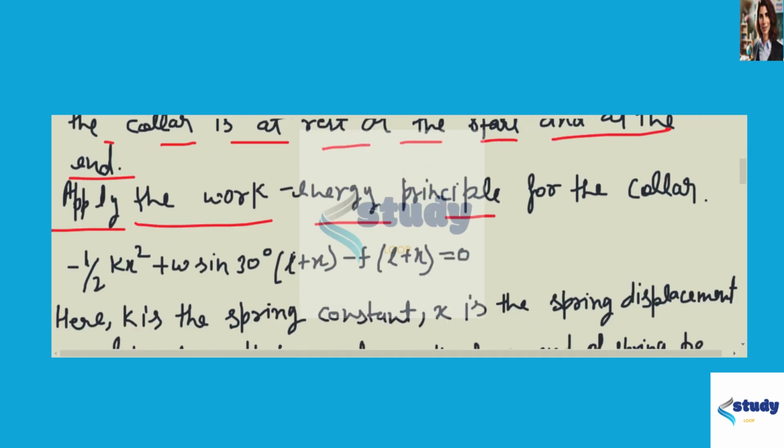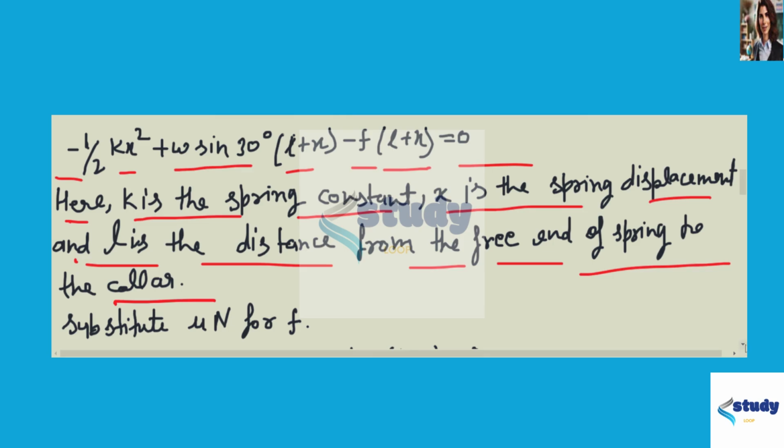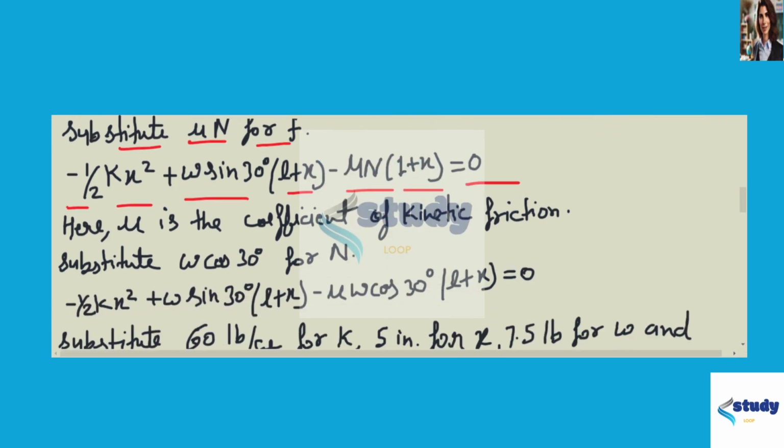Apply the work energy principle for the collar: minus half k x square plus W sine 30 degree (L plus x) minus F (L plus x) equals 0. Here k is the spring constant, x is the spring displacement, and L is the distance from the free end of the spring to the collar. Substitute mu N for F. By substituting we get minus half k x square plus W sine 30 degree (L plus x) minus mu N (L plus x) equals 0. Here mu is the coefficient of kinetic friction.